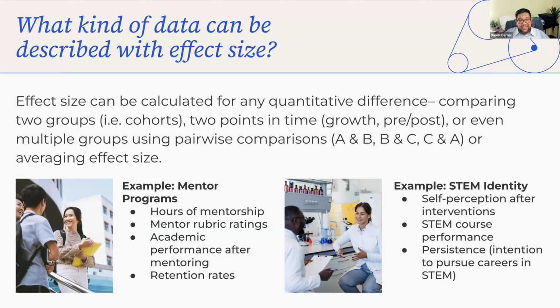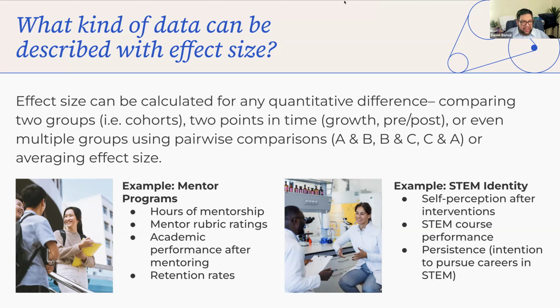But any quantitative data where you're having some kind of difference. So that could be comparing two groups or cohorts. It could be two points in time, such as a pre and a post survey. It could be beginning of the semester, midpoint, end of semester. You could even do a more complicated thing with pairwise comparisons if you have more than two groups that you're doing, or averaging effect size over several cohorts, which we'll talk a little bit about today.